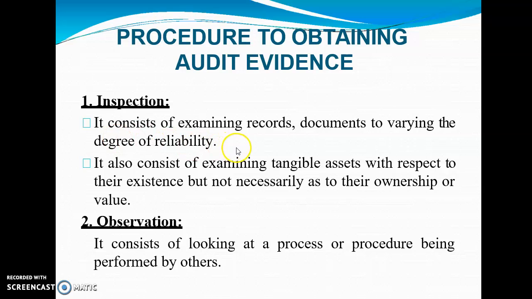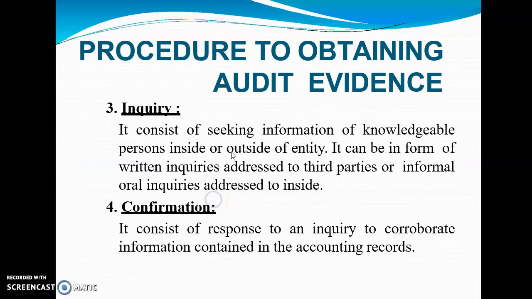It consists of examining the records and documents to determine their degree of reliability. You have to determine the reliability. And it also consists of examining tangible assets with respect to their existence, but not necessarily as to their ownership or value. You do the examinations as well as inspection. And observation: it consists of looking at the process or procedure being performed by others. You observe. You make observation.